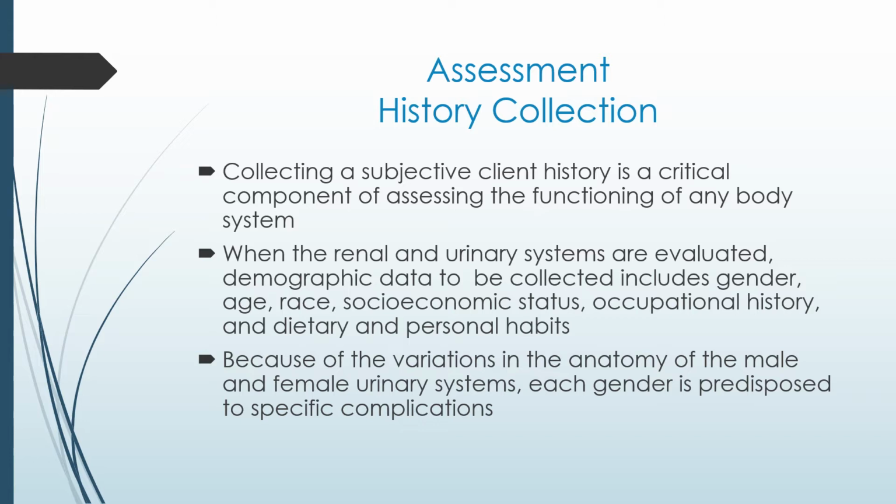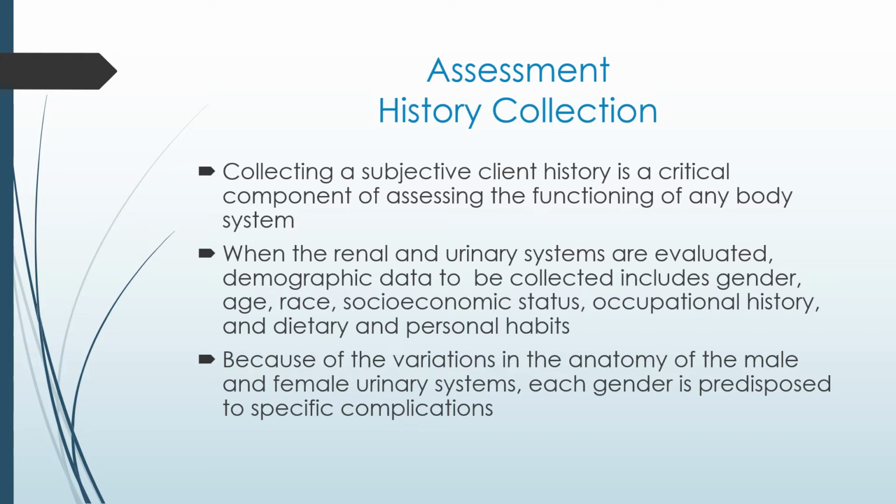When the renal and the urinary systems are evaluated, demographic data will be collected, and this will include their gender, their age, their race, their socioeconomic status. What do they do for a living? What are their dietary habits? What is their nutritional status? And then what are their personal habits?